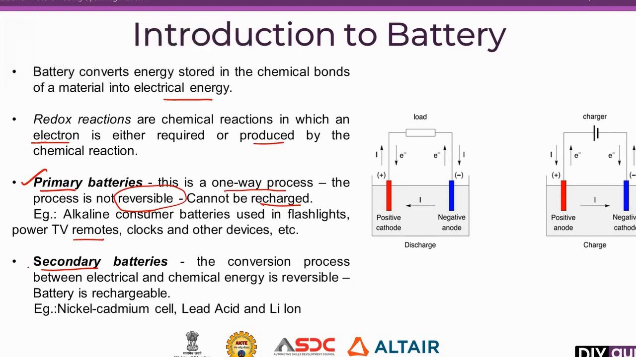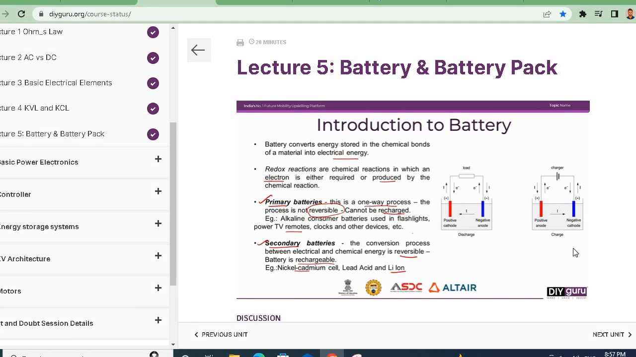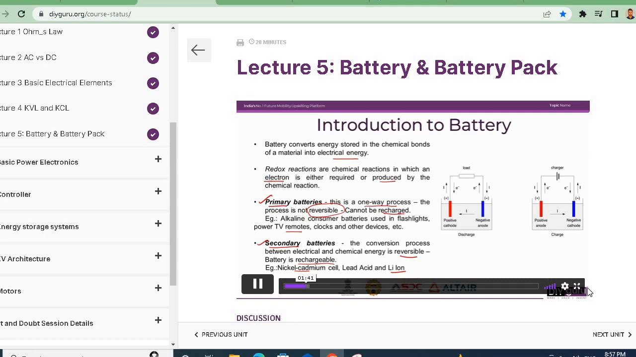Then we have secondary batteries. The conversion process between electrical and chemical energy is reversible. The battery can be recharged. For example, we have the lead acid battery, the nickel cadmium battery, and now we have lithium ion batteries also. So these batteries come under secondary batteries.